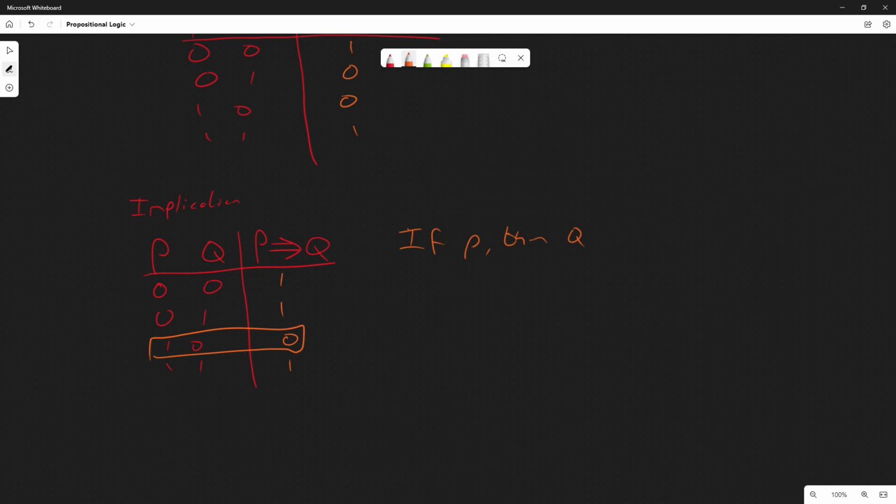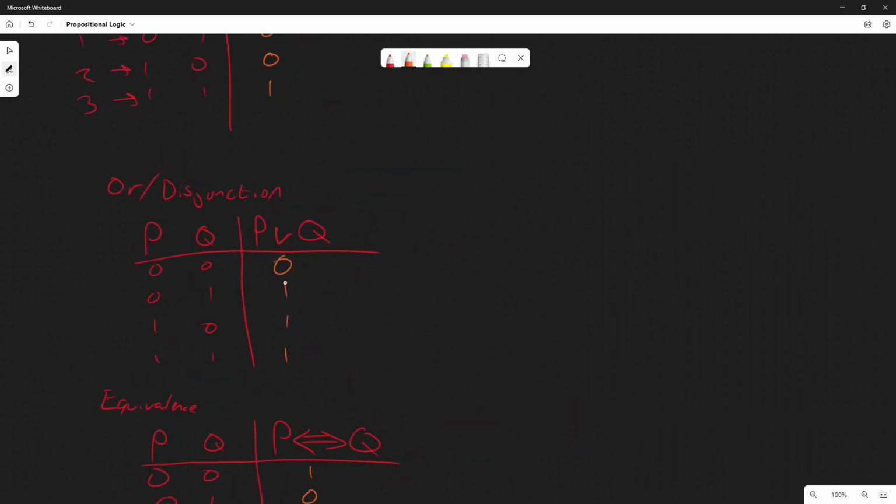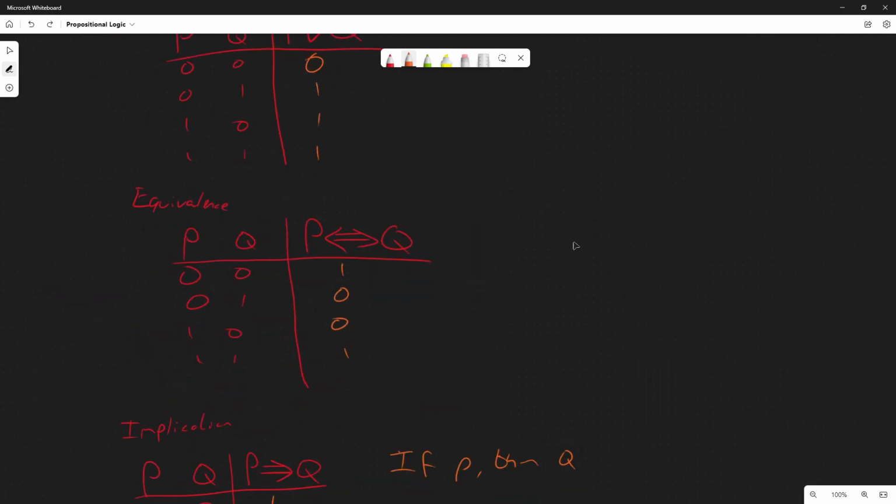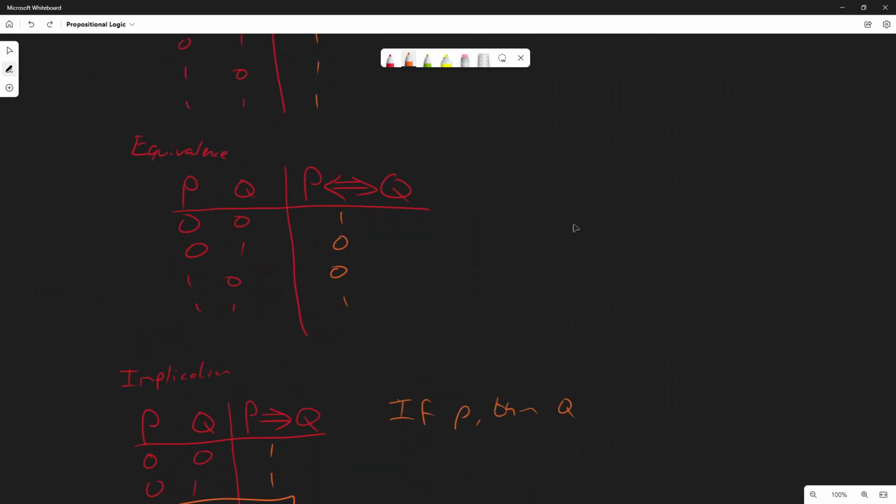There are others, exclusive OR, for example, which states, oh, it is OR, but we get rid of the bottom row. We say that if they're the same, then it is 0. In essence, it is the opposite of equivalence. If you were to say not equivalence, then you would get 0, 1, 1, 0. That is XOR.